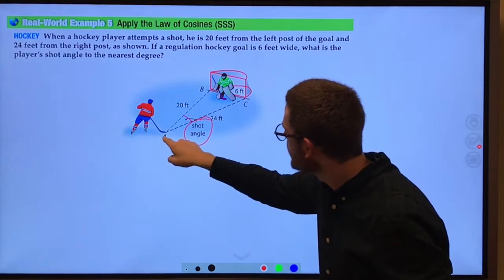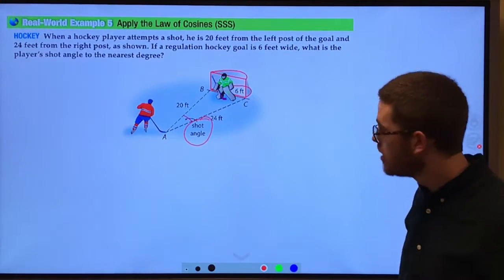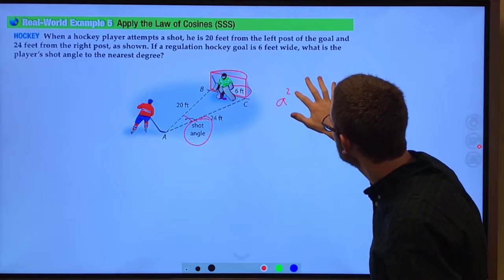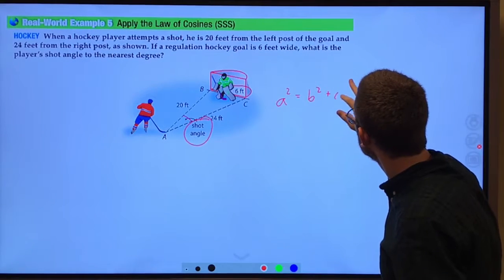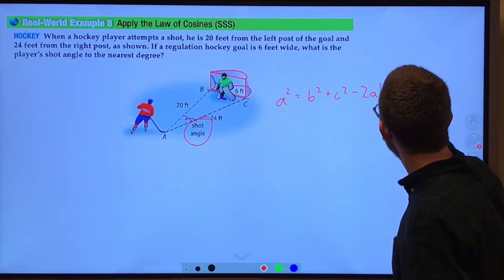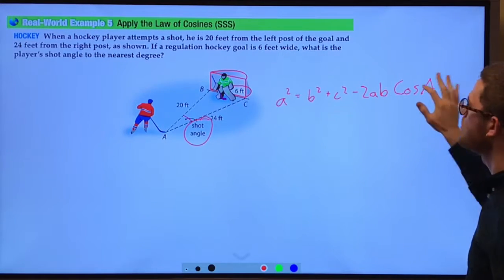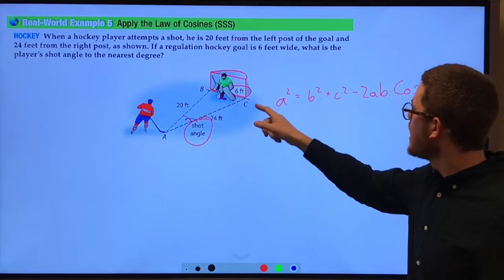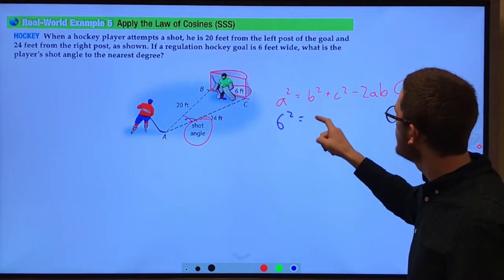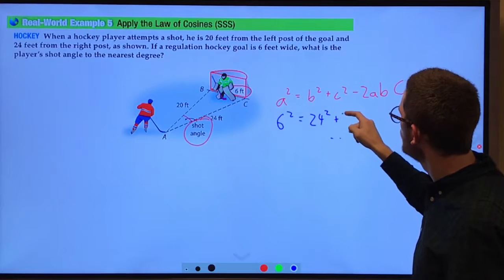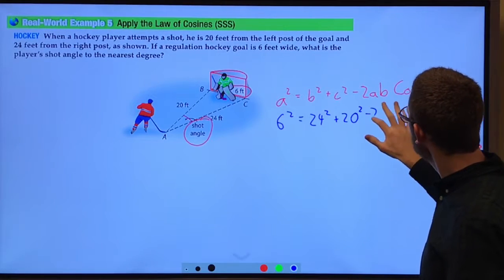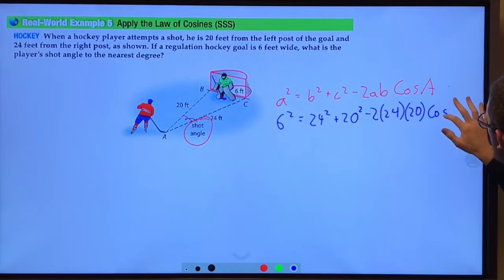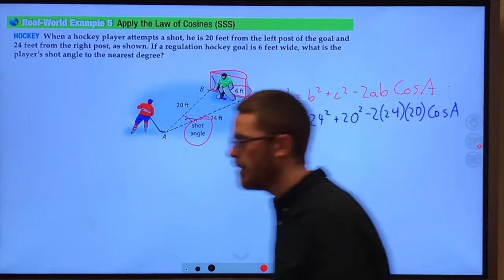So I want to find that angle A. Well, I can use my law of cosines to find the angle A. So I'm going to start with A squared equals B squared plus C squared minus 2BC cosine of A. Since it started with A, it ends with A. I am looking for that angle A. Plug in my A value, which is 6, my B value, which is 24, C value is 20, 2 times 24 times 20 cosine of A.